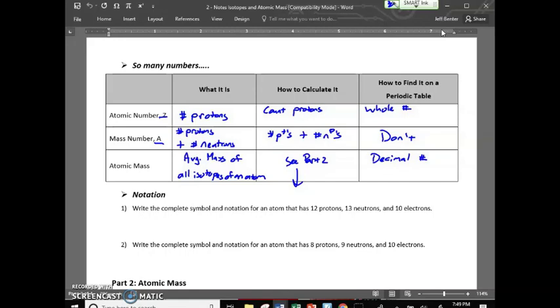Yep. So one more time here. If you change the atomic number, you're going to be changing the identity of the element. If you change the mass number, you're going to be changing the neutrons probably, so you change the isotope. And then if you change the atomic mass, I guess that would change the element too.